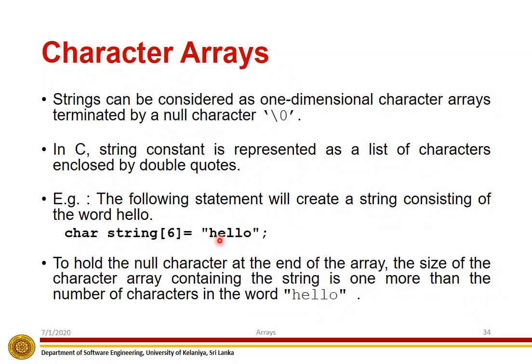So in here I have given HELLO, 5 characters. So it can store in here. And the last one is the null character. So we have to declare the array as 6, not 5, to hold the null character at the end of the array. The size of the character array contained in the string is 1 more than the number of characters in the word hello. So the characters are 5. We are declaring this as 6 to indicate the null character.